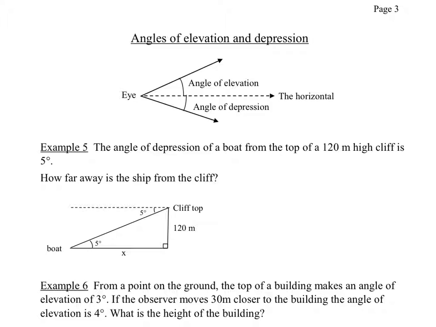So we set up an equation now. We set up something that says that the tan of 5 degrees is going to be equal to 120 over x. And then our job is just to try to solve that. So we can rearrange that by multiplying both sides by x. You can then divide both sides by tan of 5 degrees. Tan of 5 degrees is just a number that you can get on your calculator. And if you do that, your x should be roughly 1,370 meters.